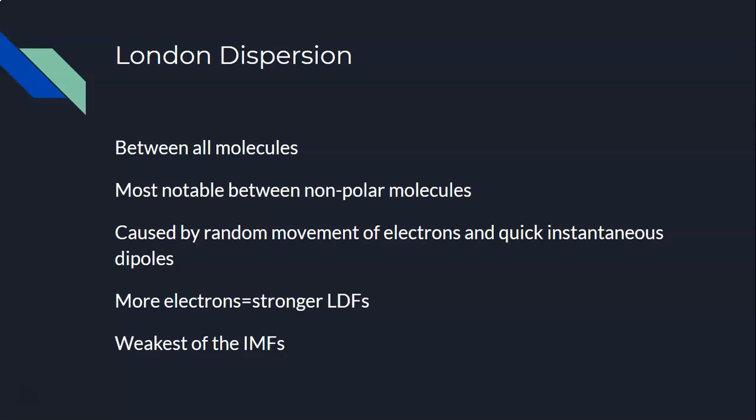They're caused by random movement of electrons and quick instantaneous dipoles. Those electrons are moving. Sometimes one side will be more positive than the other. The more electrons, the stronger the London dispersion forces are. The things that have more electrons moving around, the more the poles can occur. That's why there are more dispersion forces there. But these are the weakest of them, because electrons are moving, and you're pretty much hoping that something will stay negative for however long you need it.